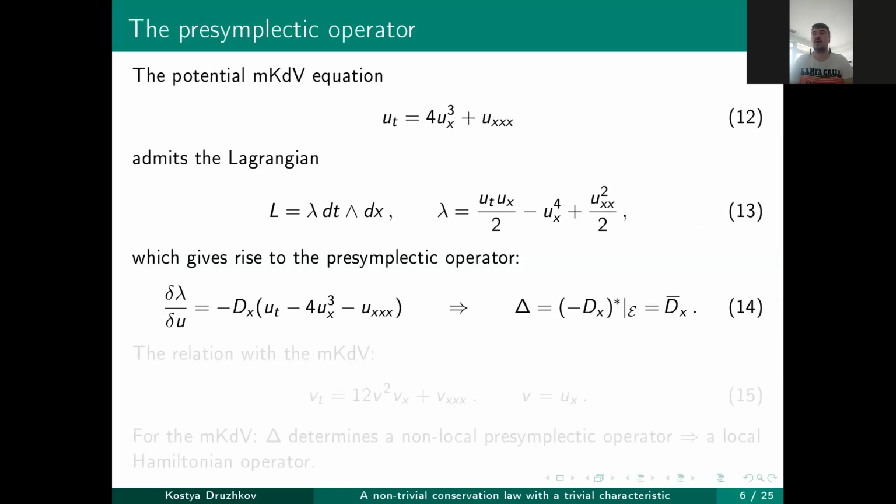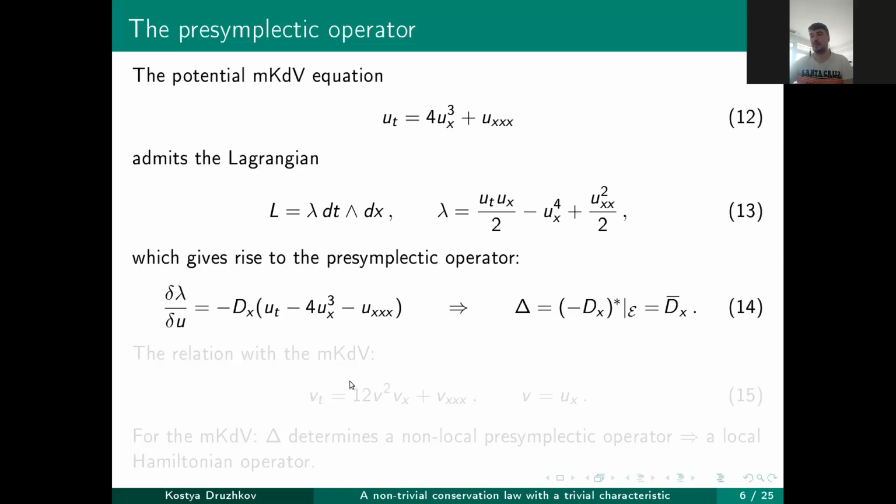Scalar equations. Yes, let's introduce the corresponding pre-symplectic operator. The potential modified KdV equation admits the Lagrangian given by the formula 13. Admits means that the corresponding Euler-Lagrange equations are differential consequences of the original equation, not necessarily the equation itself. And we know that there is a problem for scalar evolution equations to be Euler-Lagrange equations for some Lagrangian, but their differential consequences can be Lagrangian equations.